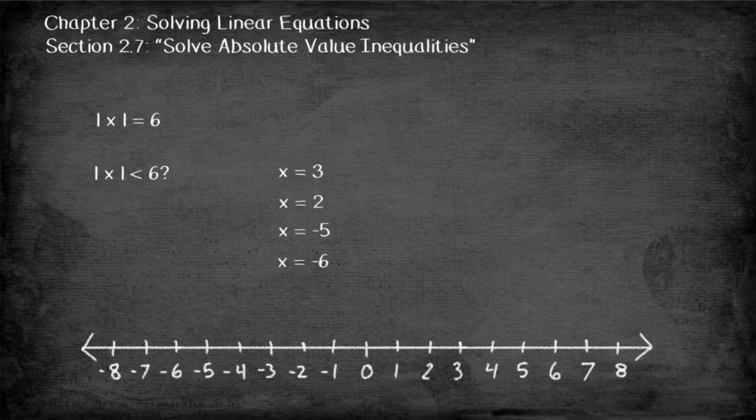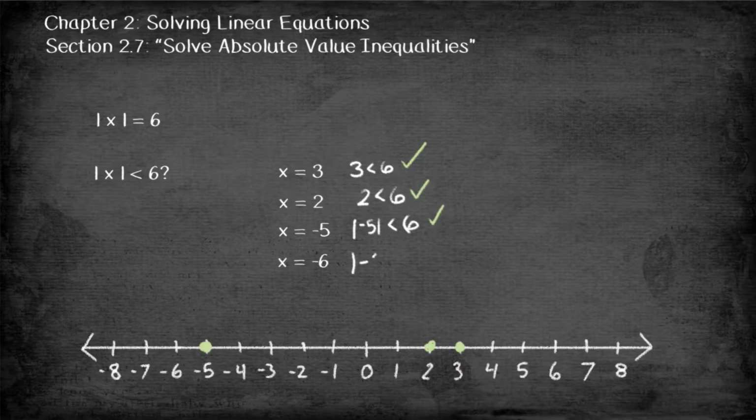How about x equals 3? Is 3 less than 6? Yeah, so that's a solution. We have that 2 is less than 6. How about negative 5? Since the absolute value of negative 5 is 5, this is true as well. We look at the absolute value of negative 6. Is it less than 6?